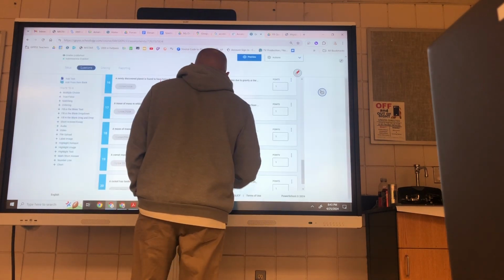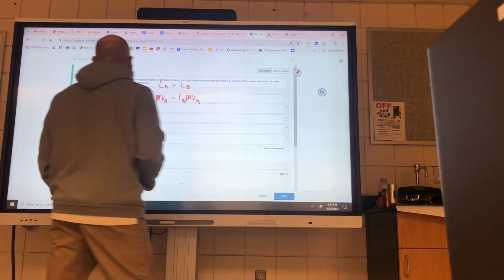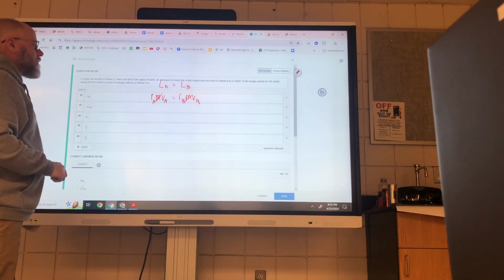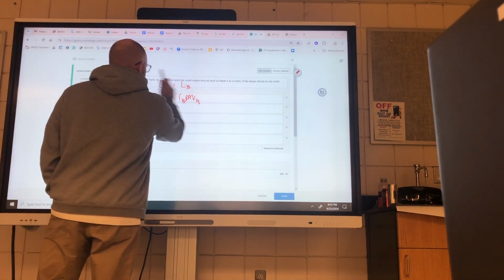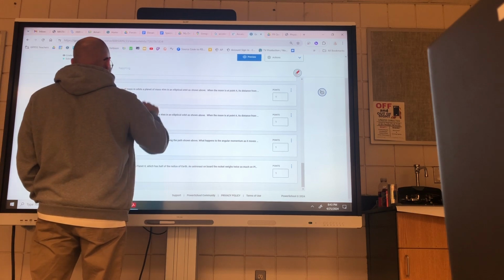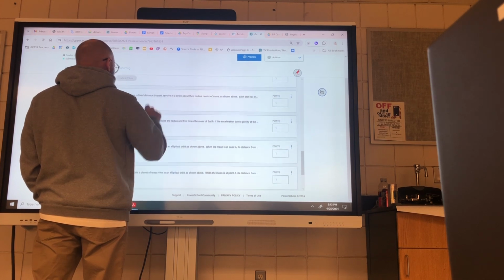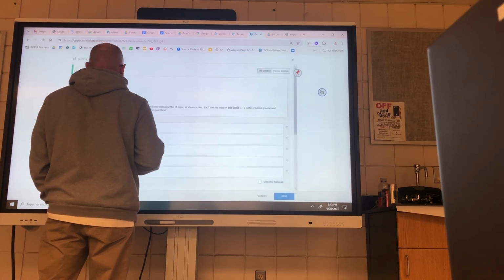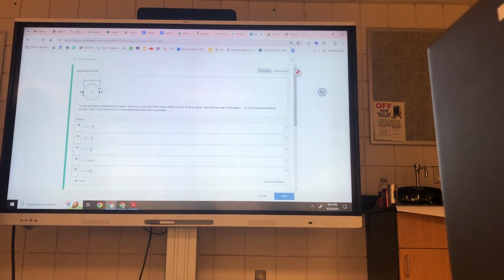What's the last one? Oh, it's the escape velocity? Stop. Stupid. Care about escape velocity. This is a hard problem. Like, I actually think this is a hard problem.